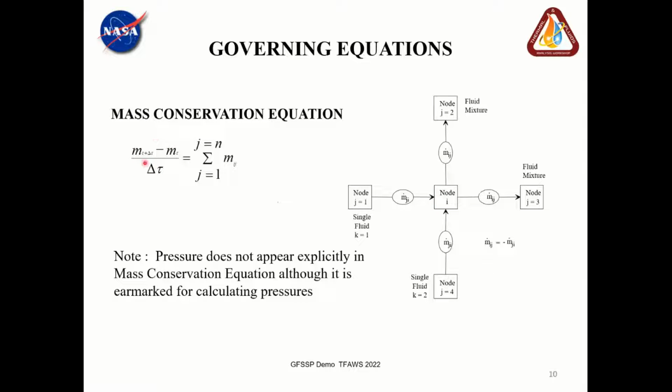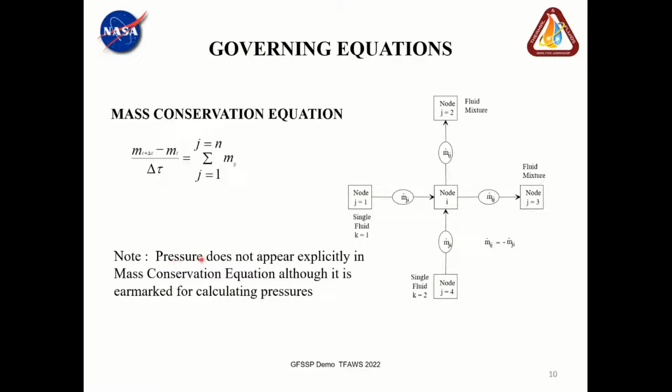That is, the rate of change of mass in this particular node is equal to the summation of the flow that is coming in, the net sum of the flow. If you do a steady state problem, of course, the left hand side goes to zero, which means that all inflow and outflow must be the same. So that's the steady state flow.